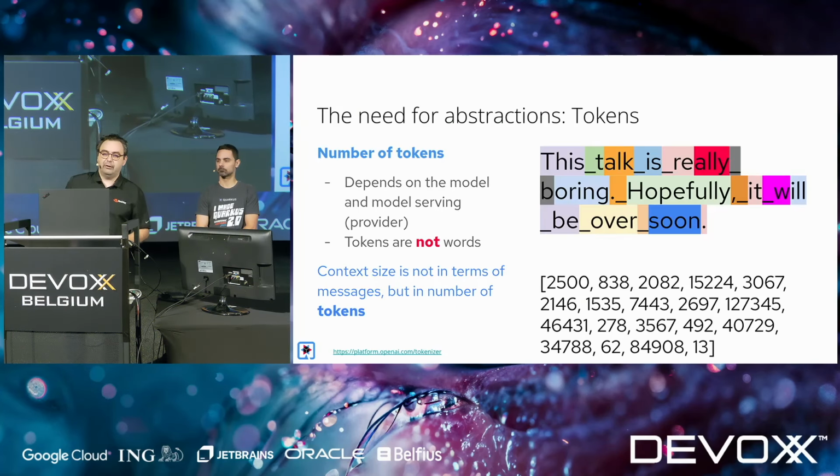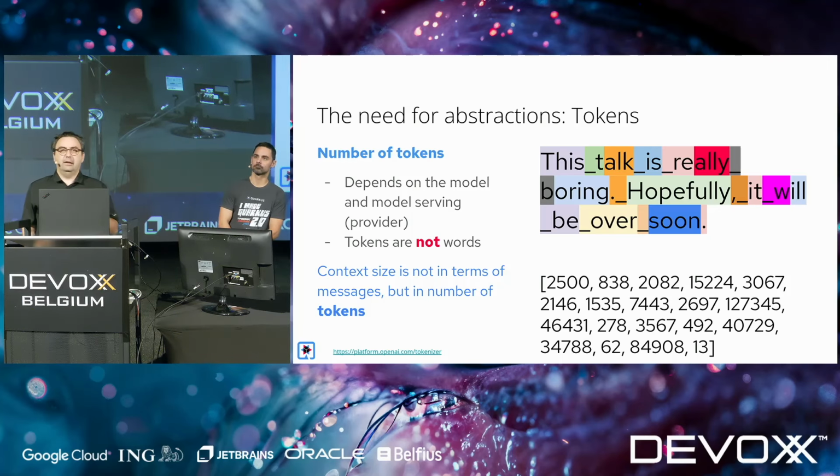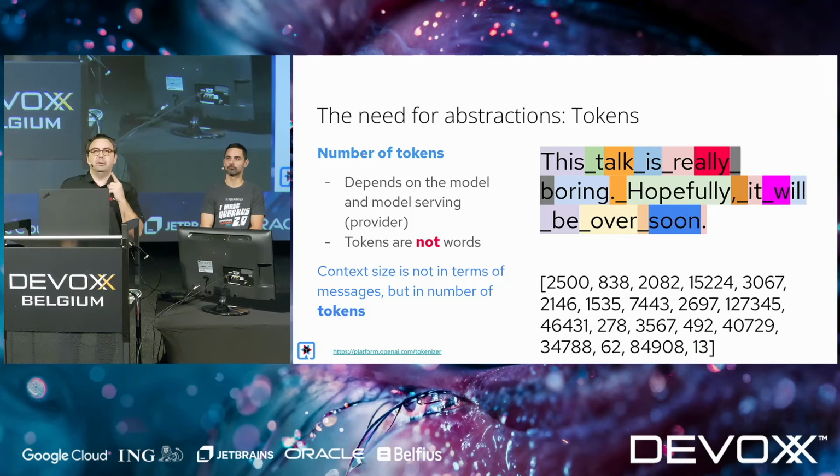The second need for abstraction is tokens. As I said, LLMs predict the next token, but tokens are not really words or letters. They are in between. And the fun thing is that each model uses a different tokenizer.